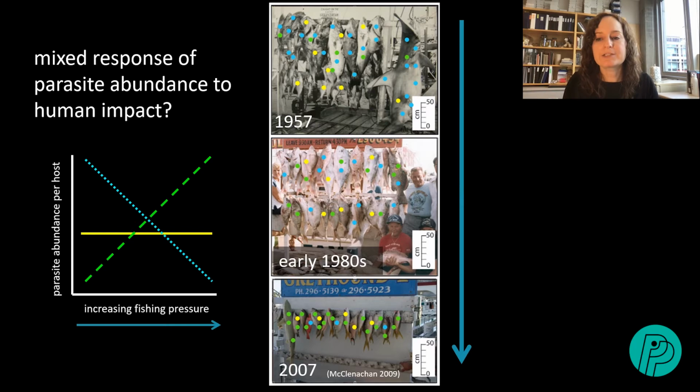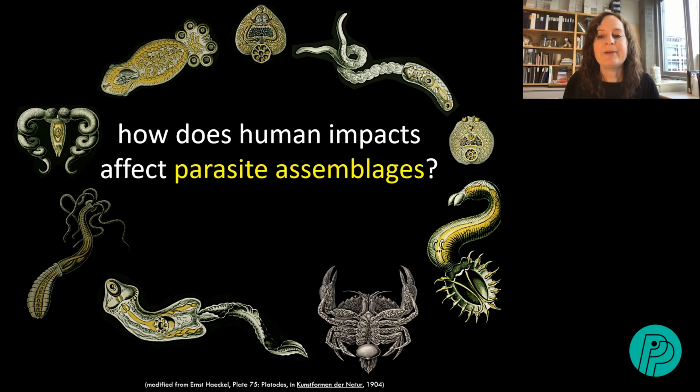But of course, when I say the word parasite, I'm invoking this sprawling group of organisms who are diverse in terms of their bodies and lifestyles and habits, and there's no reason to expect them all to do the same thing. So we might also expect a mixed response of parasite abundance to human impacts. Here I've changed the colors of these dots just to indicate what line they correspond to in the conceptual diagram. And this begs a big and important question, which is, how do human impacts affect whole parasite assemblages?